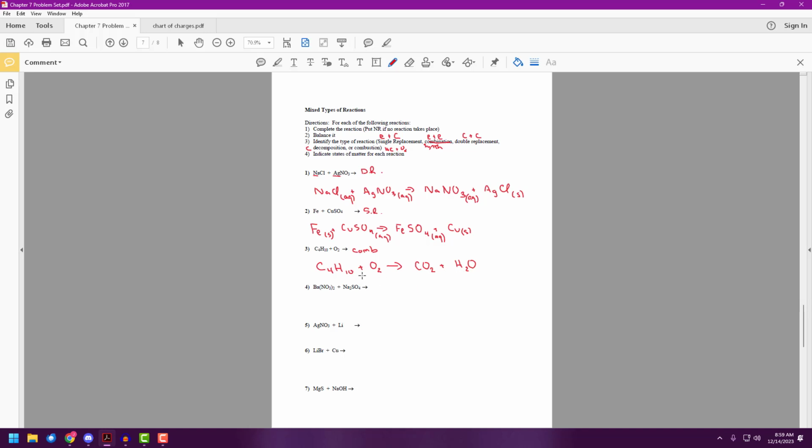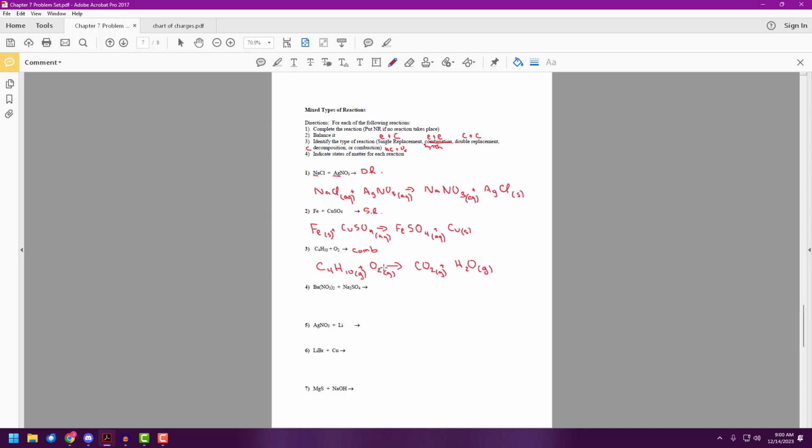We'll go through and we'll put in states. When you're burning a hydrocarbon, typically you actually only burn the vapor portion of the hydrocarbon. You don't burn the liquid or the solid. Oxygen is a gas. Carbon dioxide is also a gas. And the water, because we have a combustion reaction and it's going to be fairly hot, I'm going to assume that the water in this case is going to be a gas, although you could theoretically also put liquid here. Okay, so this is the combustion reaction.